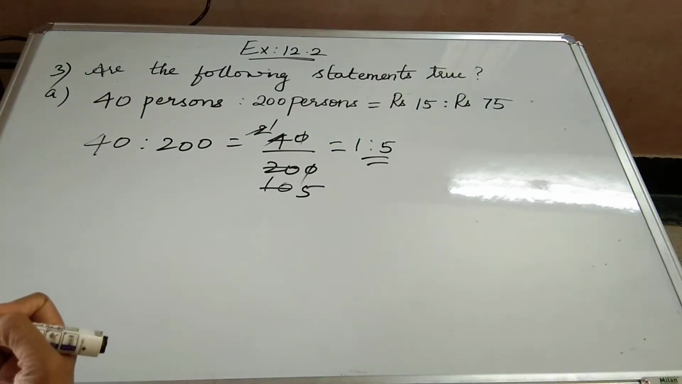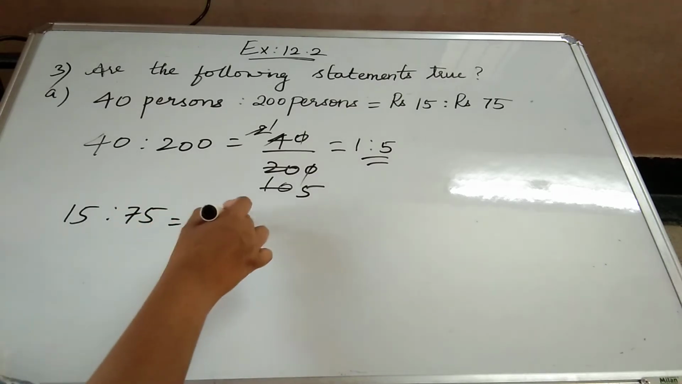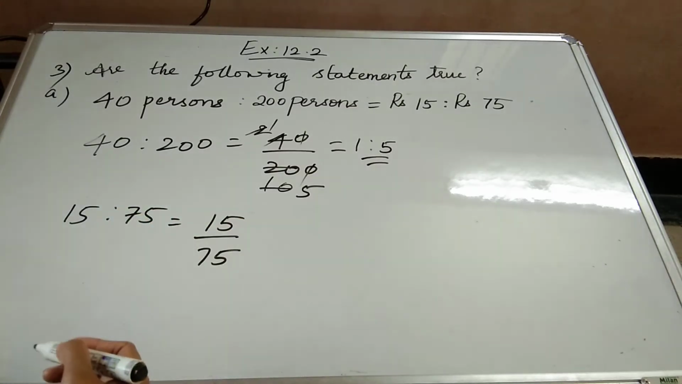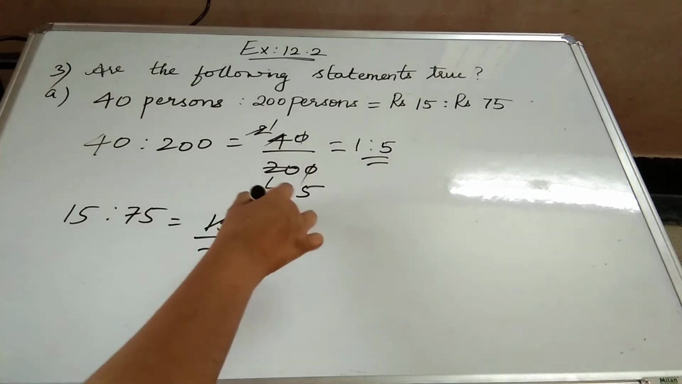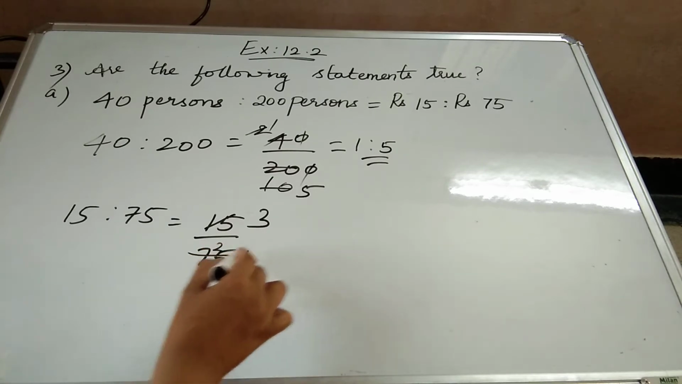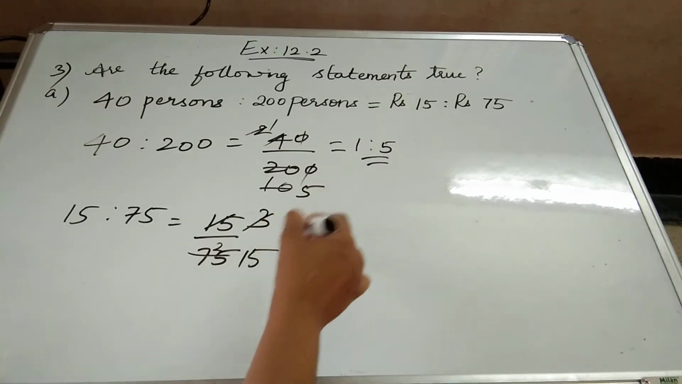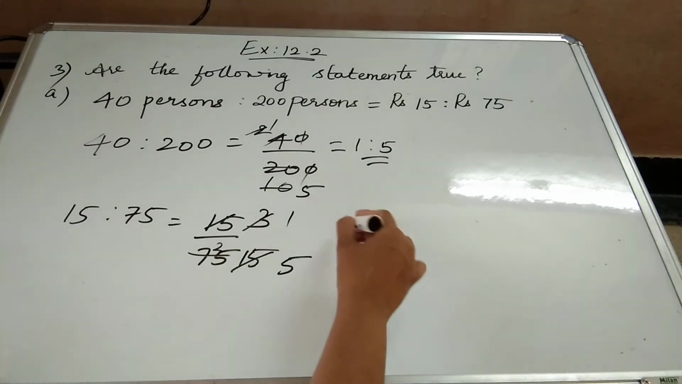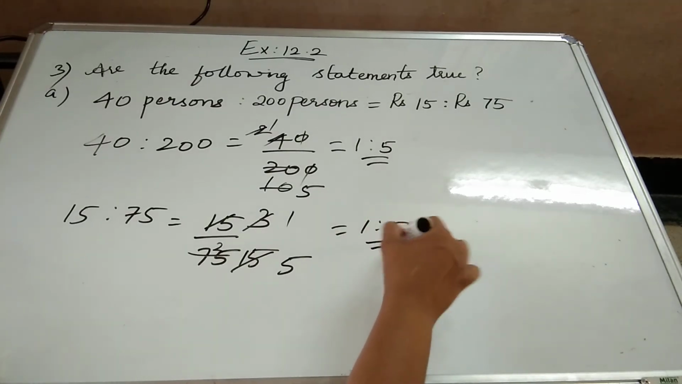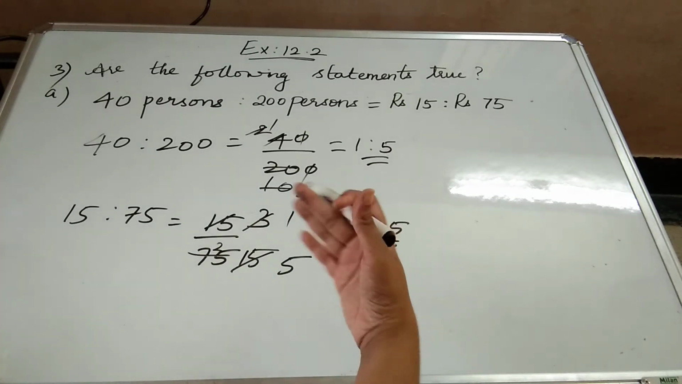Clear, children? Now the next one, 15 rupees and 75 rupees. Now 15 is to 75, so 15 divided by 75. We can cancel in the 5 table. 5 3s are 15, 5 1s are 5, 2 is remaining, now 25, 5 5s are 25. Now 3 and 15, so in the 3 table we can cancel: 3 1s are 3, 3 5s are 15. So that is equal to 1 is to 5. Here also 1 is to 5, so the ratios are equal.